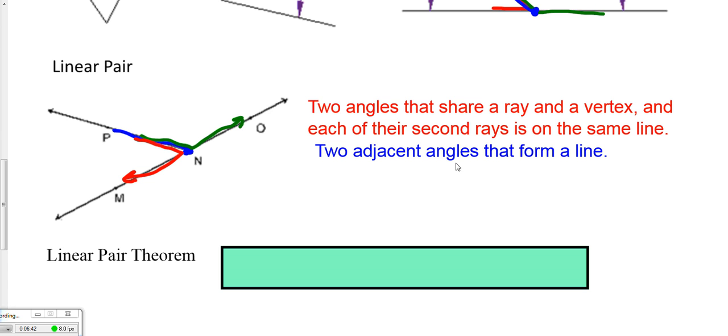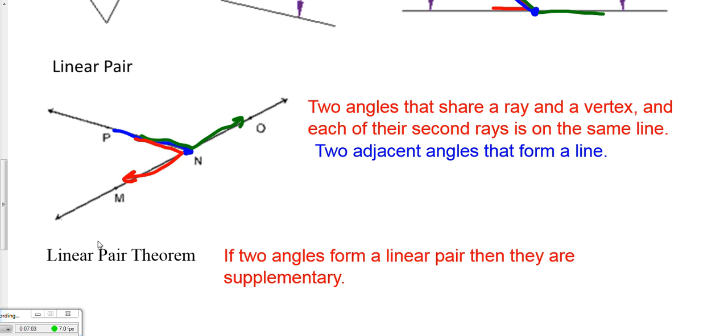Two adjacent angles that form a line. It's another way to think of it. Basically, if you have a straight line, this line MN or MO or NO or OM, whatever you want to call this line here, if it has an extra ray coming off of it, it makes a linear pair. These two are the linear pair.